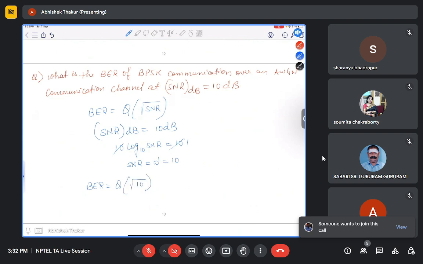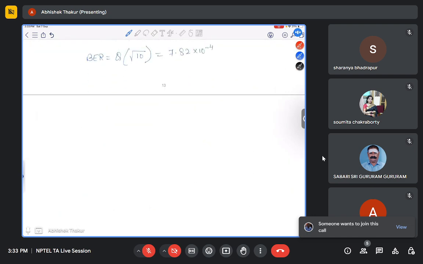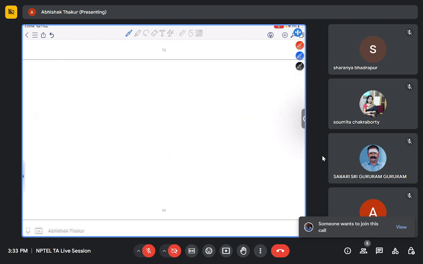So when we find this Q function of square root of 10, this value is 7.82 into 10 to the power of minus 4. So in this way we can solve these questions easily. If you have any doubt, you can ask. Now we'll solve one more question.